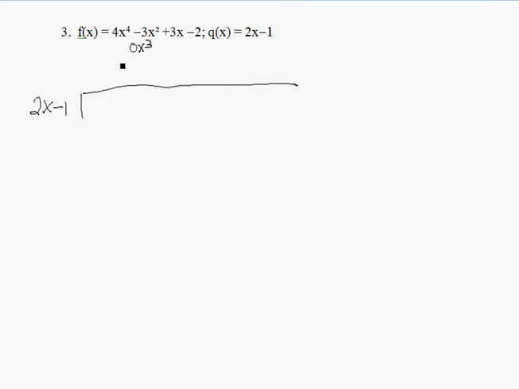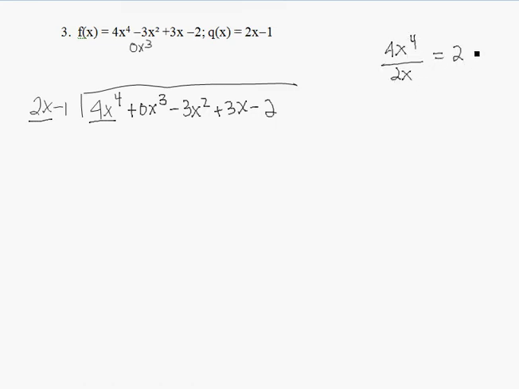Nice line. And I'm going to write it as 4x to the 4th. Excuse me, let me fix that. Now I'm going to squeeze in that 0x cubed, and then I have the 3x squared plus 3x minus 2. So then the question is, how many times does 2x go into 4x to the 4th, or 4x to the 4th divided by 2x is equal to 2x cubed? So since this is a cubic term, I write it above the other cubic term, which is 2x cubed.